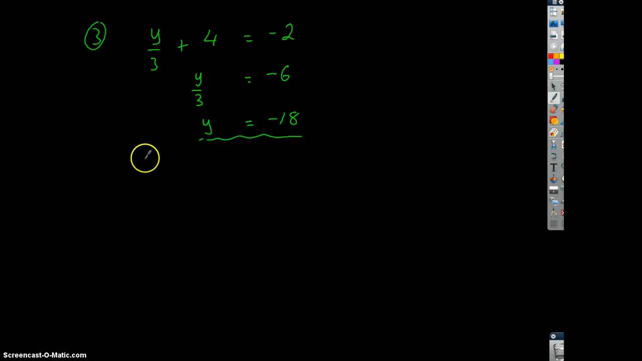Okay, let's just check this out. So we think the answer is negative 18. Negative 18 over 3 plus 4. Now negative 18 over 3 is negative 6 plus 4. Imagine being 6 meters underwater and you rise 4 meters towards the top, then you will still be 2 meters underwater, which is what the original equation said.